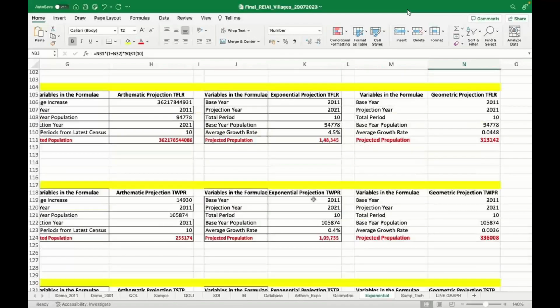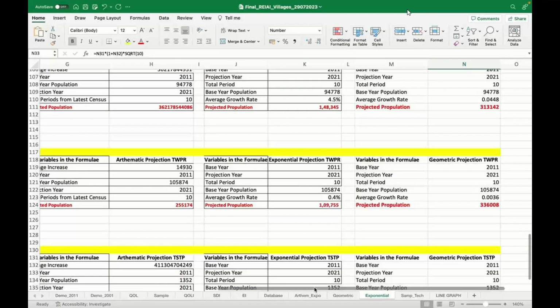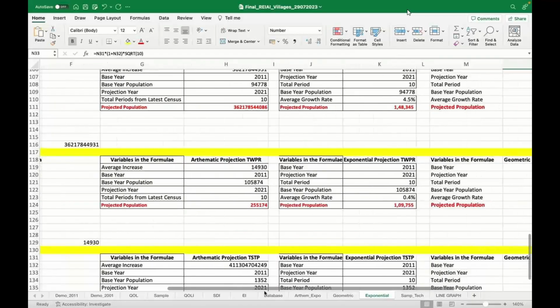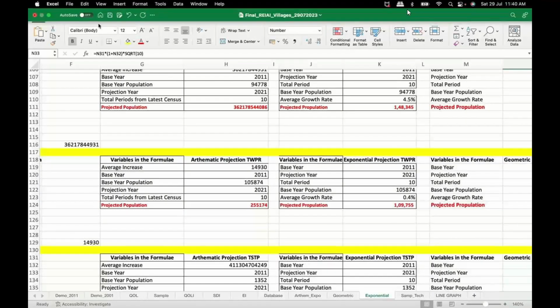Okay, so this is the template which I have developed. I will share the template for everyone so that they can use it for themselves. It is free of cost from my side. Let us move ahead.